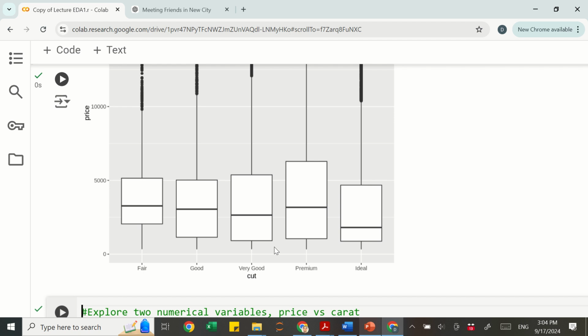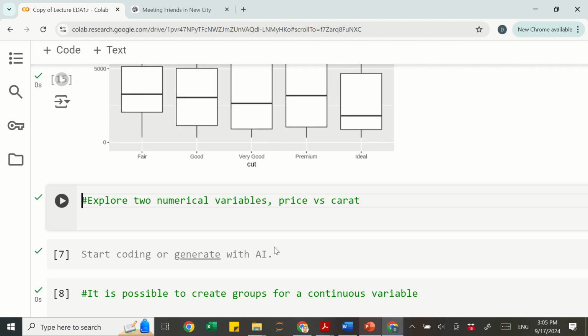So this will be my first question. This will be in the homework. Try to find why the fair cuts are having higher prices compared to the premium and ideal, which are supposed to be higher quality diamonds. So that question is going to be in the homework. My advice here is that you should start analyzing more variables. Add more variables in your analysis so you can answer the question.